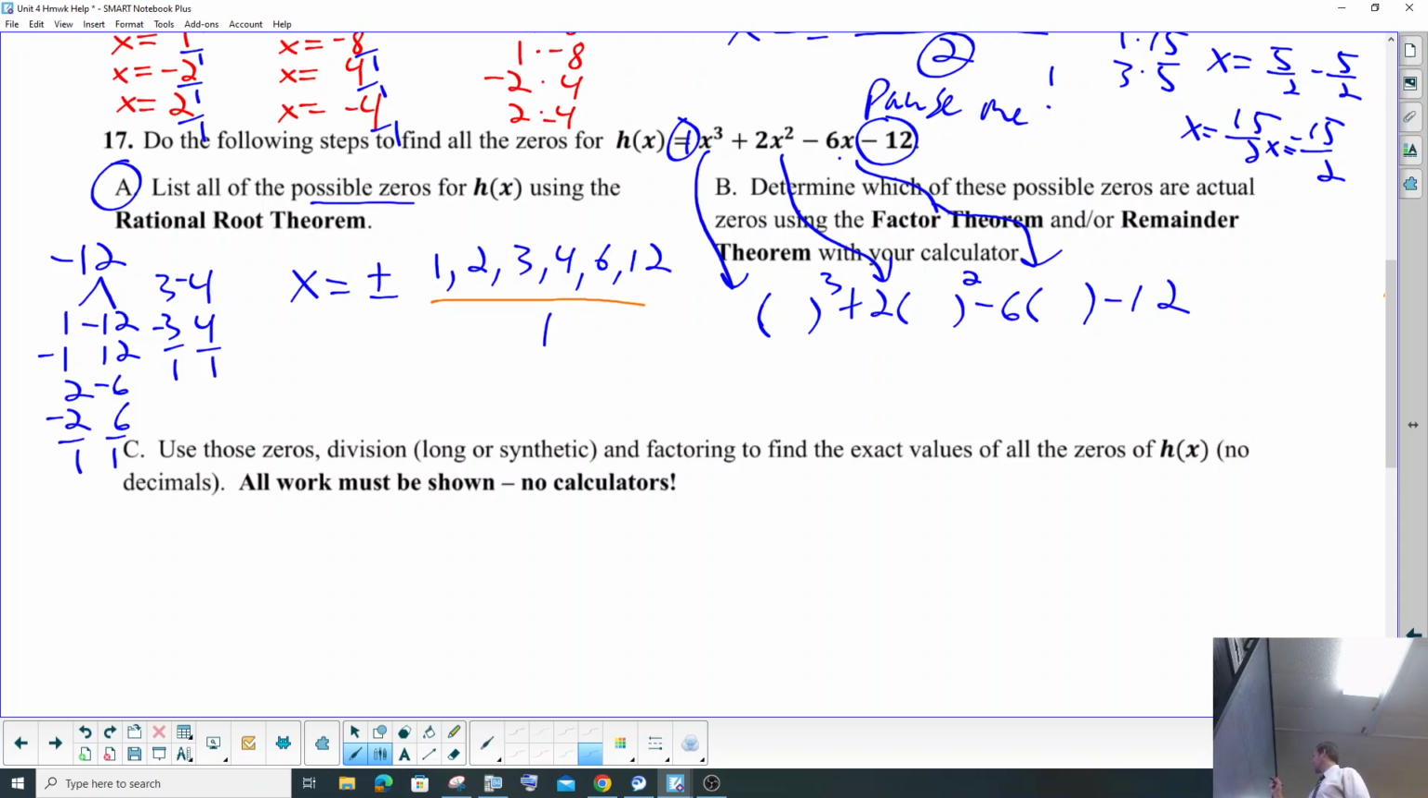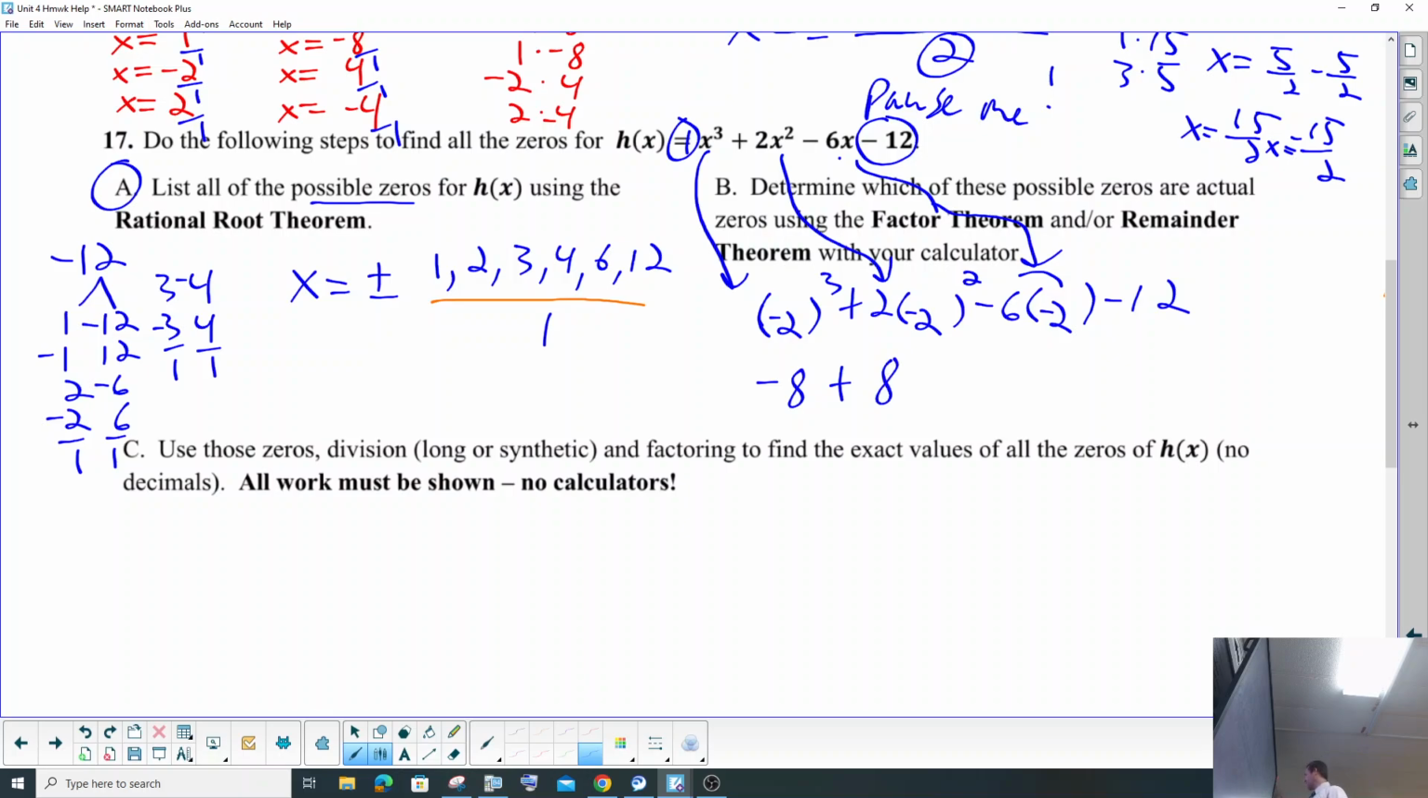So if we plug in a 2, 2 to the 3rd power is 8. 2 squared, 2 times 2 is 4, times 2 is 8. Minus 6 times 2 is negative 12, and minus 12. Well, that's getting closer, but we're not quite there. What if they're negative? This becomes a negative 8 plus negative 2 squared is 4, and 4 times 2 is 8.